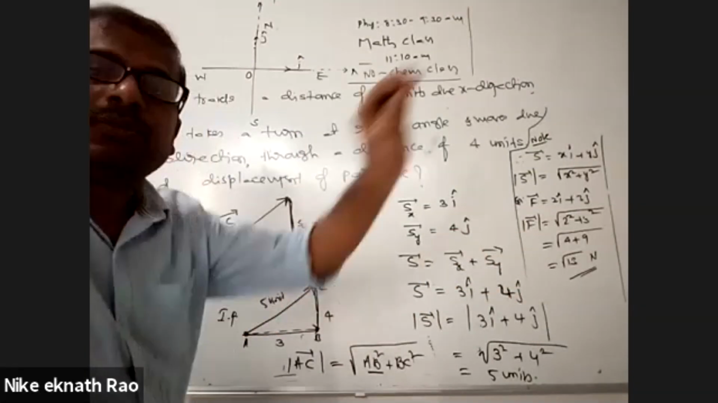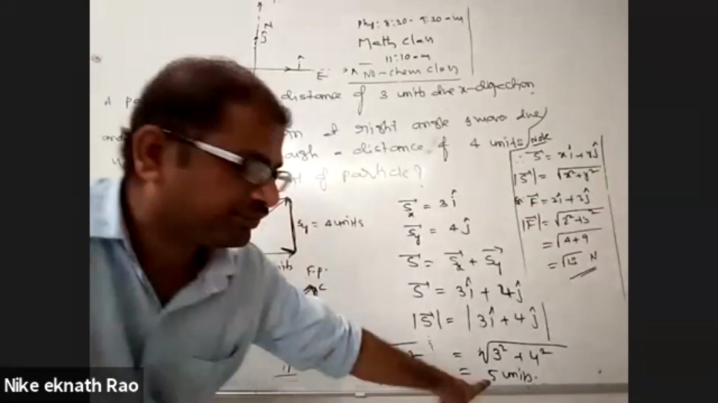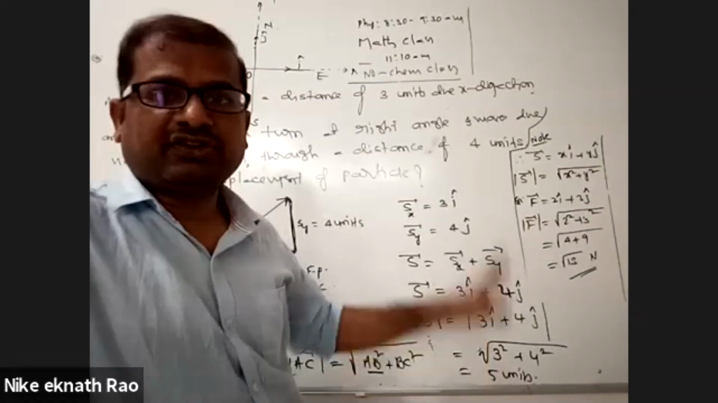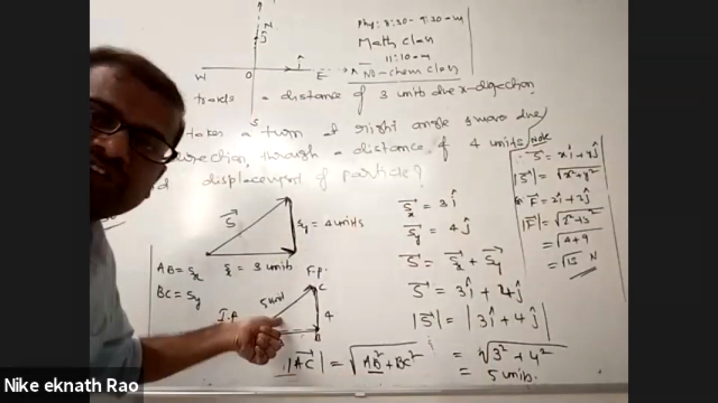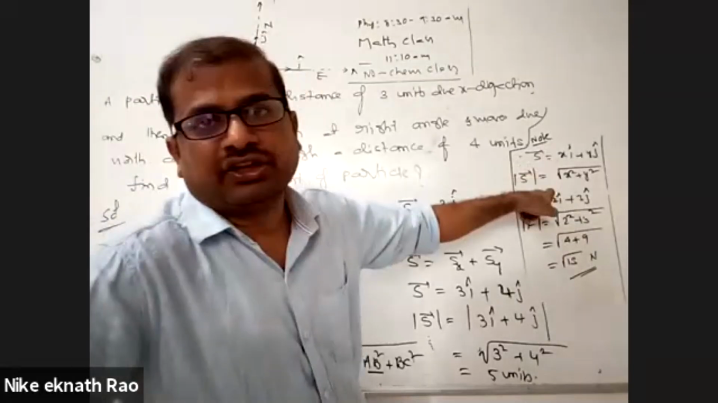3 plus 4, how much? 3 plus 4 is 7. But according to vector addition, how much is coming? 5 units. So can 3 plus 4 be equal to 5? No. Okay, this is vector addition. This matches with what? Pythagoras theorem. Therefore, we add the vectors in this fashion.